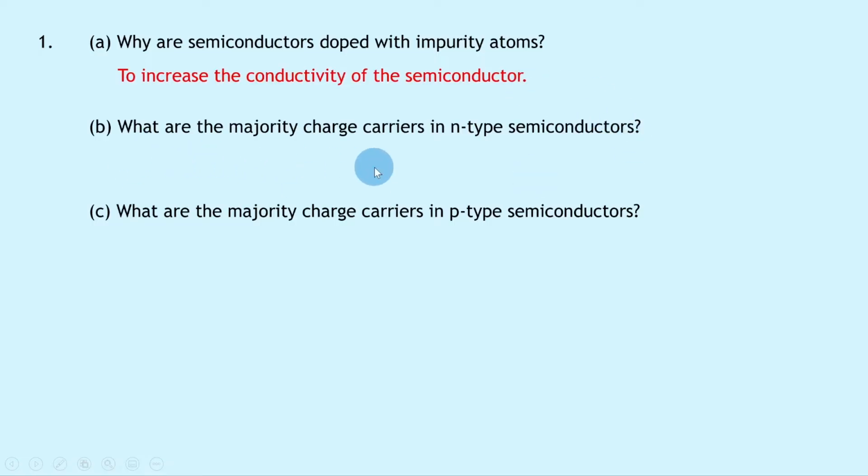Part B says, what are the majority charge carriers in N-type semiconductors? Well, remember, in N-type semiconductors, the majority charge carriers are the negatively charged particles, which are electrons. And remember, you can think of N for negatively charged to help you remember this.